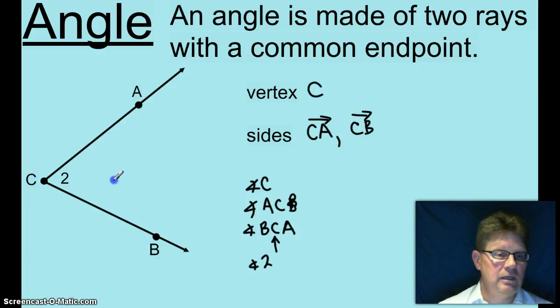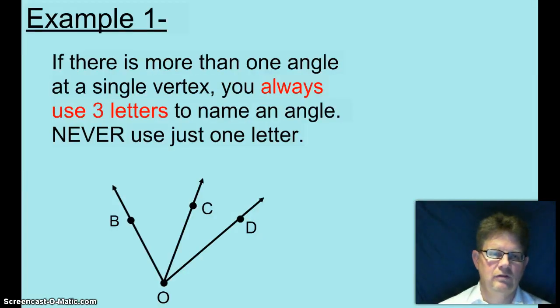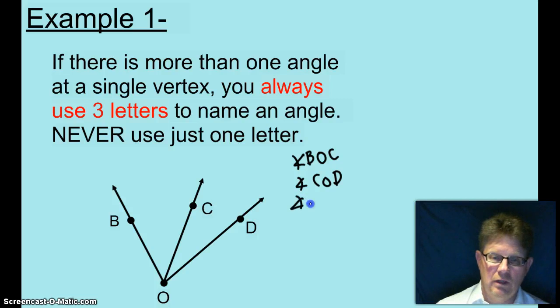However, we have to be careful when we are naming those angles because of the following scenario. If there's more than one angle at a single vertex, you always use three letters to name an angle. Never use just one letter. So here we have several angles that have vertex O. So we have to use three letters. Angle BOC, angle COD, the two smaller angles, and the big angle, angle BOD.